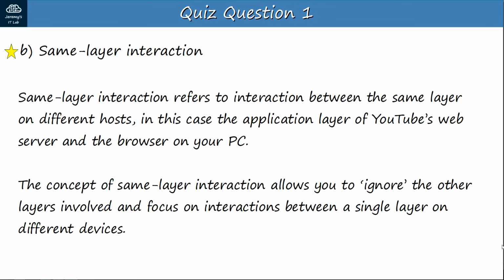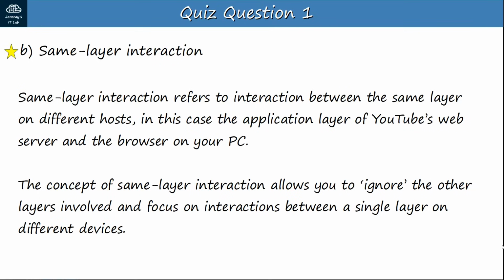Same layer interaction refers to interaction between the same layer on different hosts. In this case, the application layer of YouTube's web server and the browser on your PC. The concept of same layer interaction allows you to ignore the other layers involved and focus on interactions between a single layer on different devices. So B, same layer interaction, is the correct answer.